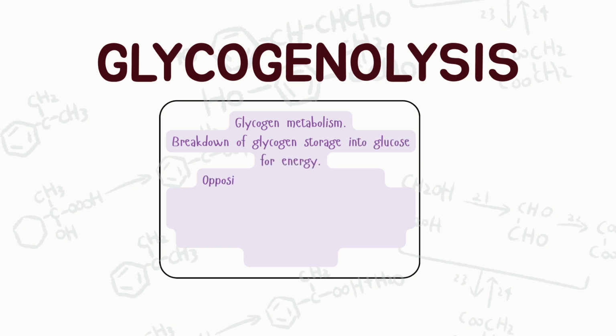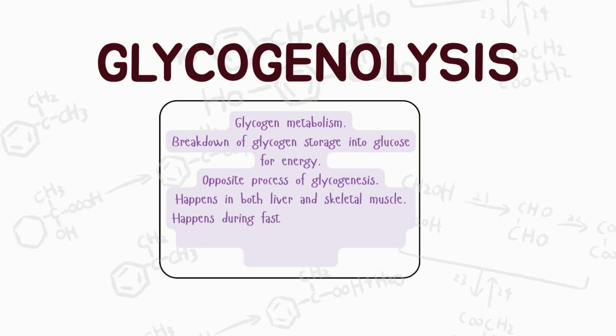It is the opposite process of glycogenesis. Glycogenolysis occurs in both the liver and skeletal muscle, where glycogen is stored. It happens when the body is in a fasting state, when blood glucose levels are very low, or during the fight or flight response. The purpose of glycogenolysis is to produce glucose from glycogen and provide fuel for the body.